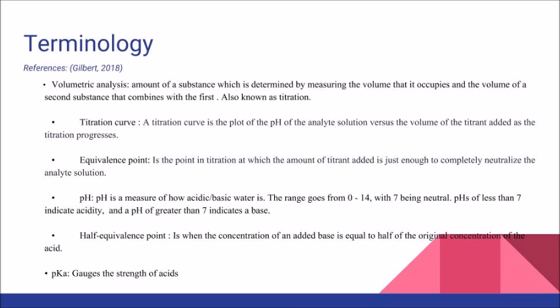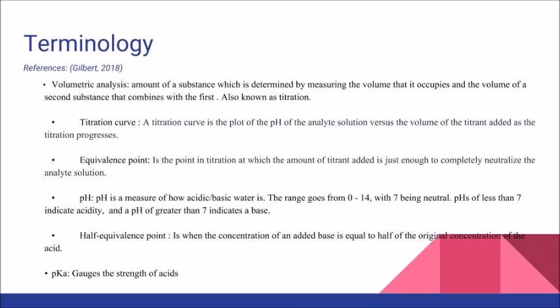Since we talked about the equivalence point, I wanted to head down to the pH. That's because the pH of the solution at an equivalence point is dependent on the strength of the acid and the strength of the base used in the titration. For example, for a strong acid, strong base titration, the pH is equal to 7 at the equivalence point. For a weak acid, strong base, the pH will be greater than 7 at the equivalence point. And for a strong acid, weak base titration, the pH will be less than 7 at the equivalence point.